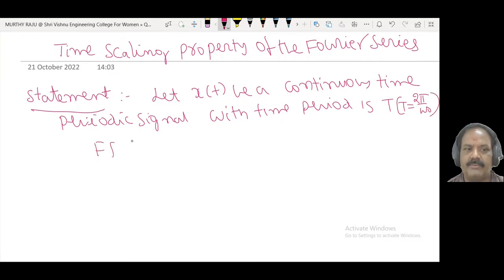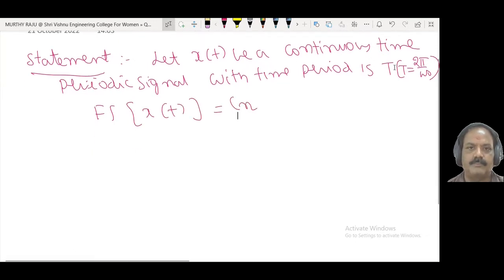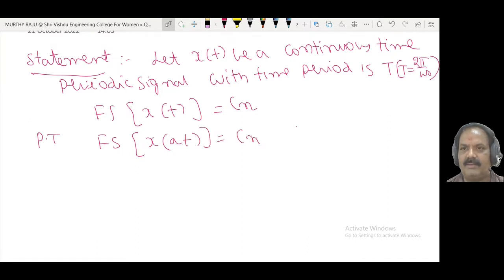Fourier series of x of t is equal to Cn. Prove that the Fourier series of x of a t, where a is a scaling factor multiplied with time t, is also Cn. Consider the proof.